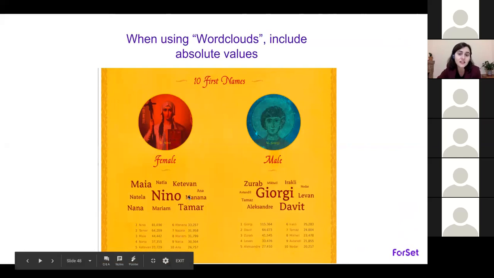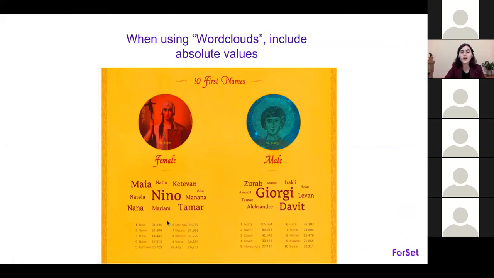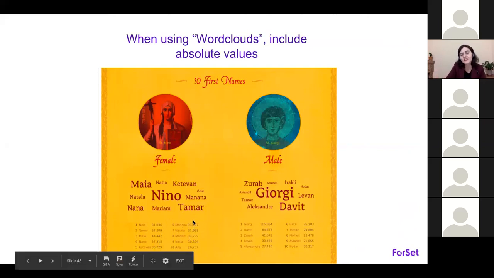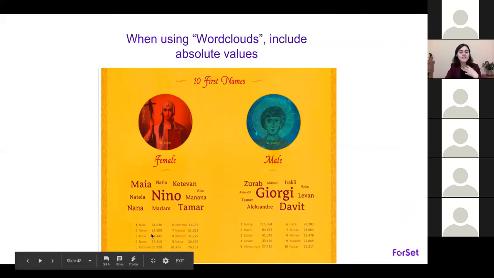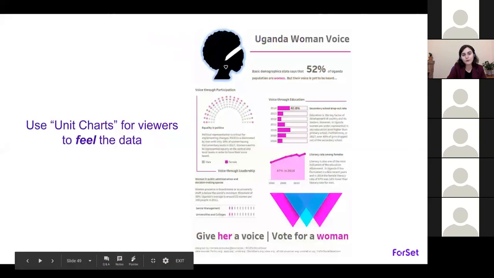And in that case, my recommendation would be that you also include absolute values like we have done here. We have added all the names and how many people have been registered under those names for that certain year in the table below. So it's still a kind of decorative chart which grabs the attention, communicates the main message of top names, and then it gives the additional data below.